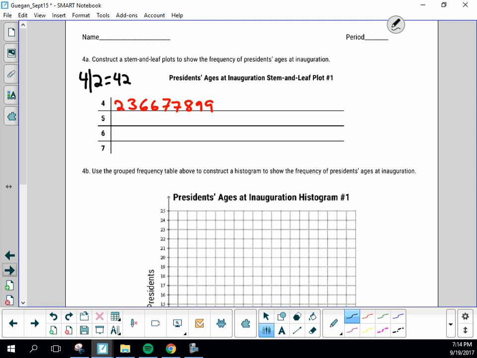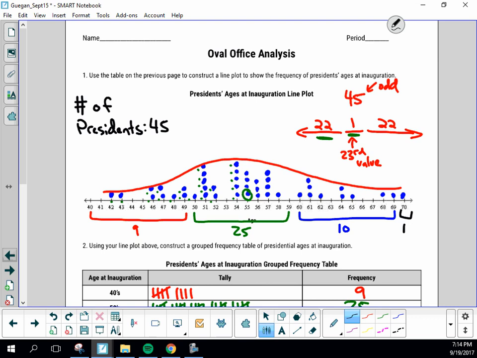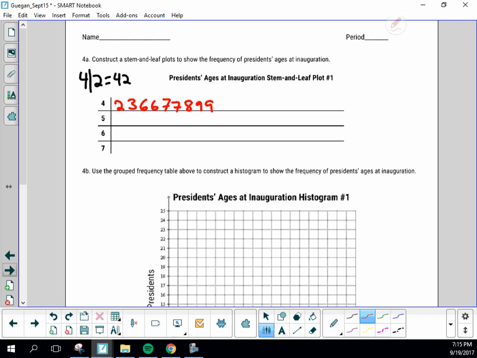Okay, let's look at the 50s, and we should have 25 values here for the 50s. We have a 50, and we have 5 51s, 2 52s, 5 54s, 4 55s, 3 56s, 4 57s, 1 58, and that's it. We'll fill that in on our stem and leaf plot.